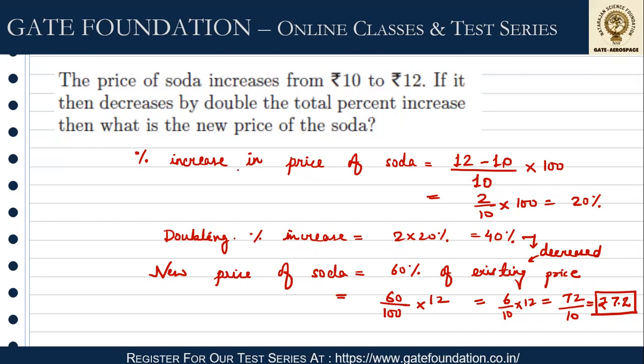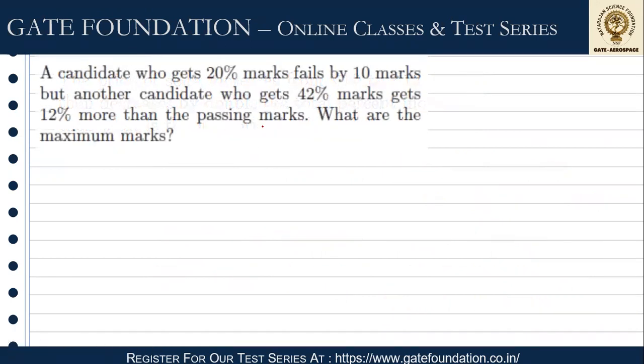This is your final answer. A simple technique. The only thing you need to remember over here is what the reference was. Earlier the reference was 10, then it became 12, right? So I need to find out the 60% of 12. Let's try to solve the next question. This one. Now this is an interesting question. I want you to at least try this question.